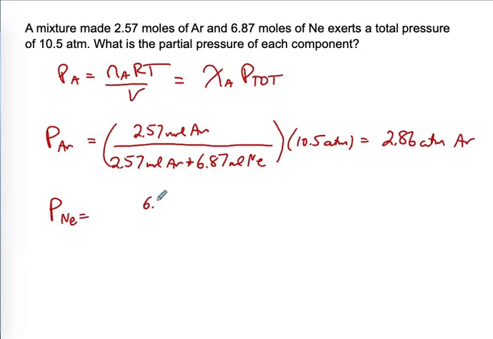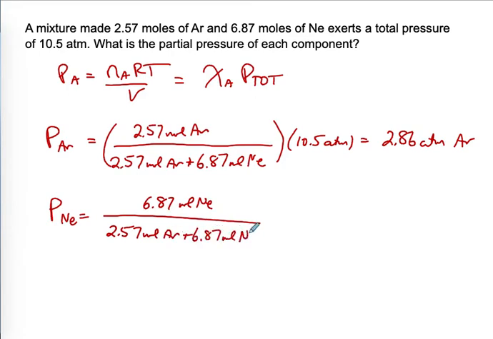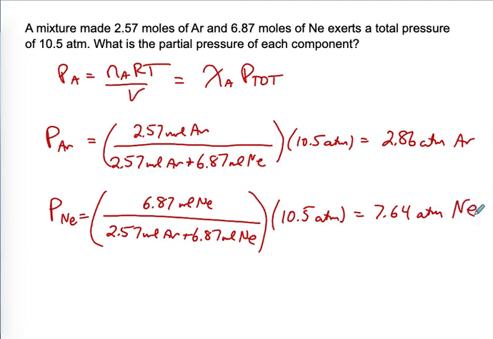That will be equal to the moles of neon, 6.87 moles of neon, divided by the total moles, 2.57 moles of argon plus 6.87 moles of neon. I didn't explicitly calculate the mole fraction of each, but you could certainly do that. Keep in mind that each of the initial moles has 3 significant figures, so you would want 3 significant figures in your final answer. When I multiply that expression, which is the mole fraction of neon in the mixture, by the total pressure, that gives me 7.64 atmospheres of neon.